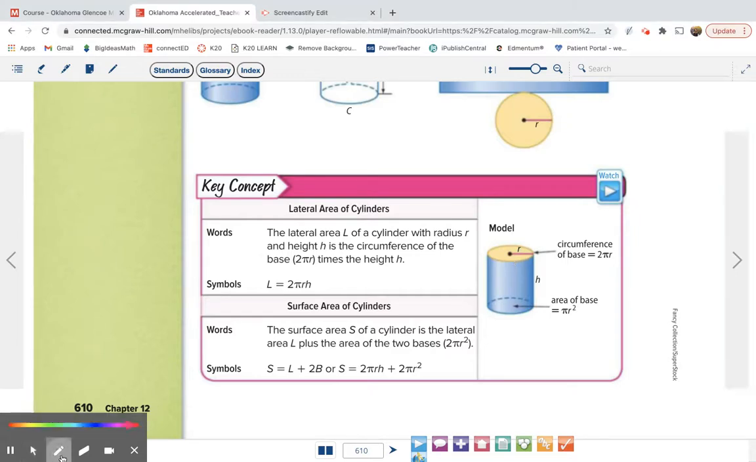So L equals 2 pi r h, I'd write that down for a cylinder. Your surface area equals 2 pi r h, that L, plus 2 pi r squared. That is surface area. It always starts with this, but they change according to what shape you have. So this will be the lateral area and surface area formula for a cylinder. So you might want to write that down. The reason it's 2 pi r squared is because there's 2 bases, just like before. Let's look at an example.